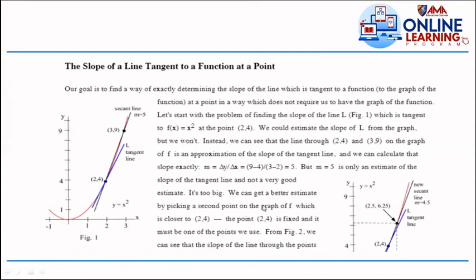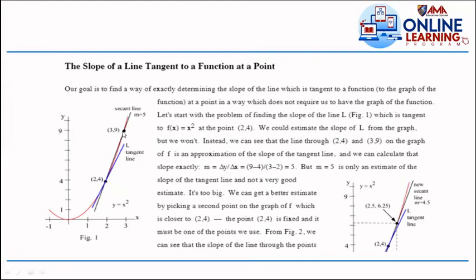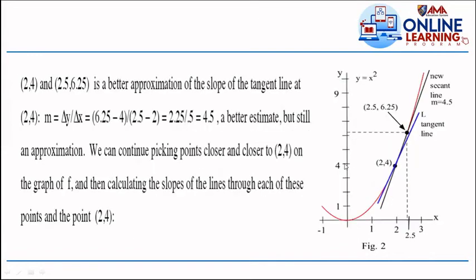Okay? So sabi dito, we can get a better estimate by picking a second point on the graph of f which is closer to (2, 4). The point (2, 4) is fixed and it must be one point we use. From figure 2, we can see the slope of the line through the points (2, 4) and (2.5, 6.25). So sabi dito kanina, malaki siya, di ba? So it cannot be considered as a tangent line along this way. Pero dito, kumuha ulit tayo, binawasan natin, inilapit po natin siya.